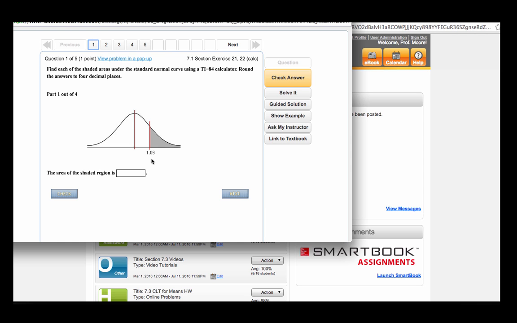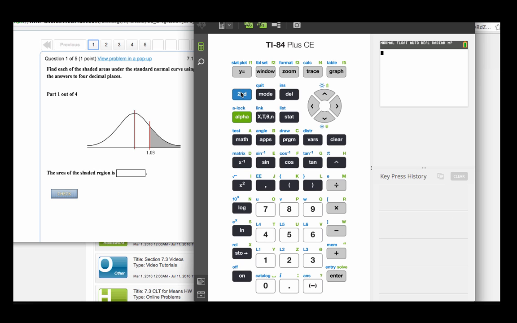Now we have a z value of 1.03, and then we are to find this area that lies outside of that z value of 1.03. So we'll use the TI-83 or 84 calculator to do this. So we'll start by pushing second, and then go to variables or distributions. We want the normal CDF distribution, so we'll go down to 2 and then hit enter.